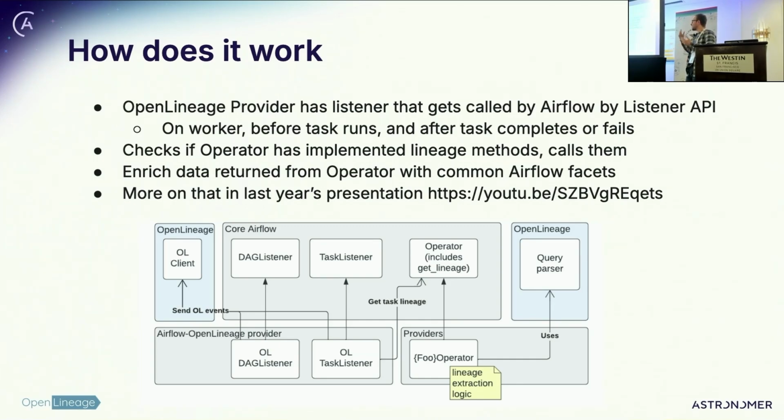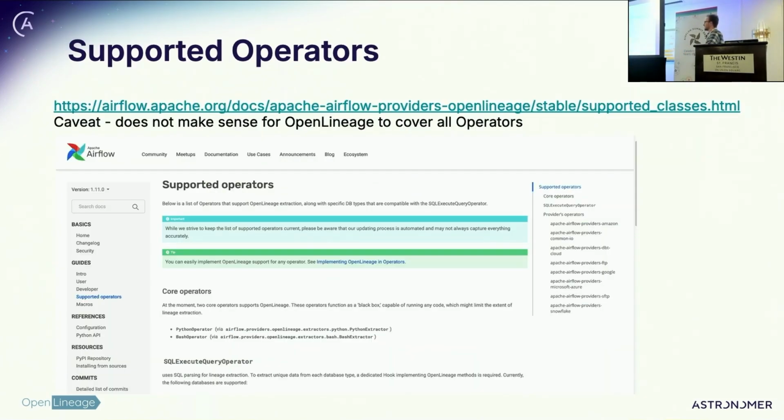There's more of the description in last year's presentation. I've linked it, but you can also go to the OpenLineage Airflow Summit YouTube channel and look at it. I describe it there in more detail. You can also take a look at supported operators in the Apache Airflow documentation. We have a list there, it's automatically generated. If the operator is there, then it produces some data.